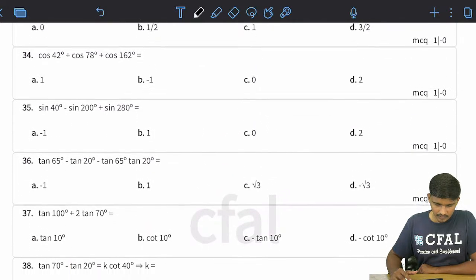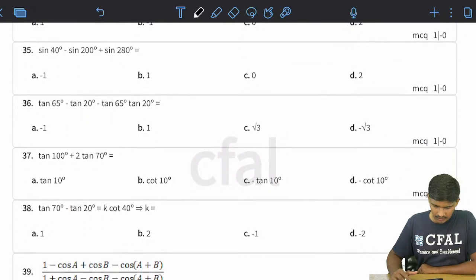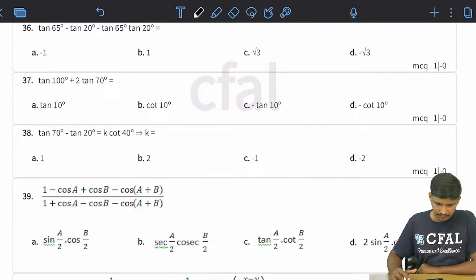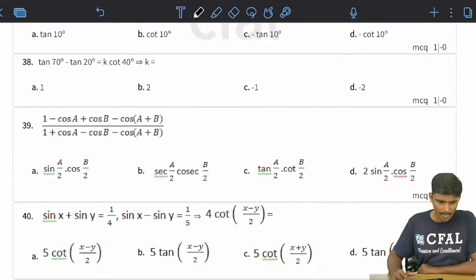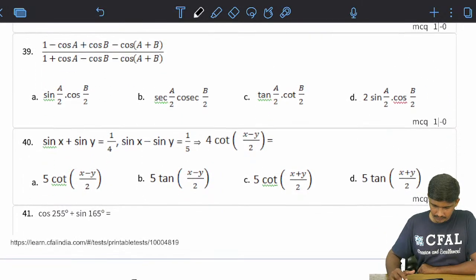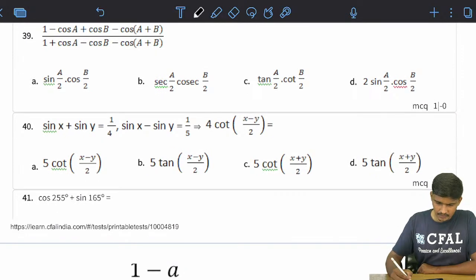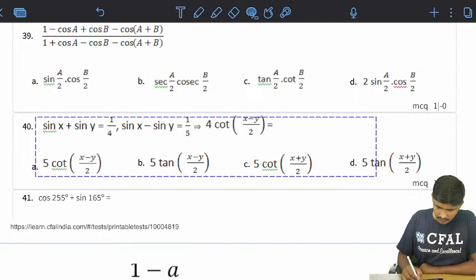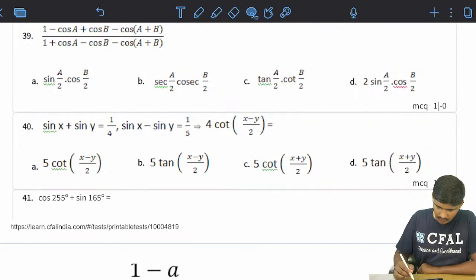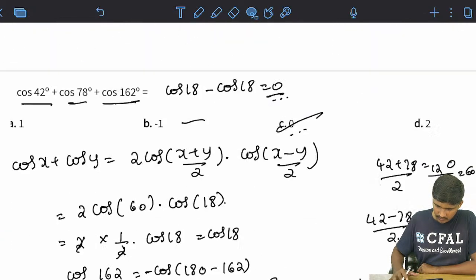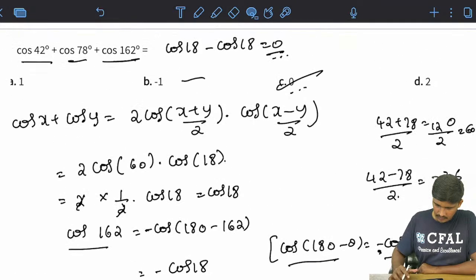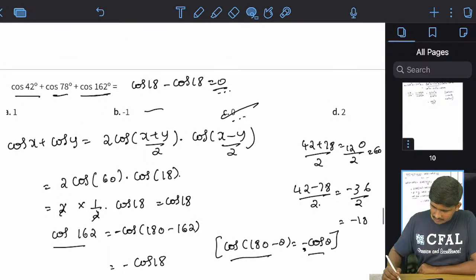We have solved question number 34. So we will go to question number 40. Quite an interesting question, question number 40. I copied this. Yeah, so I'll add one more page here.